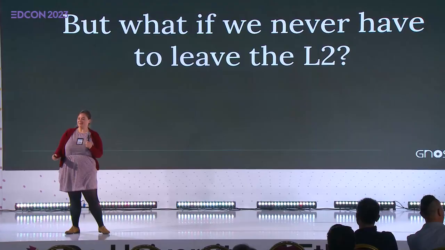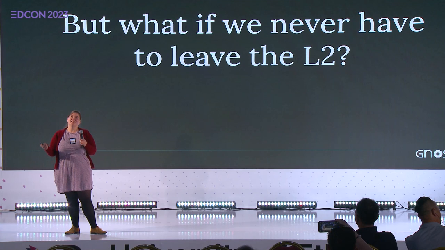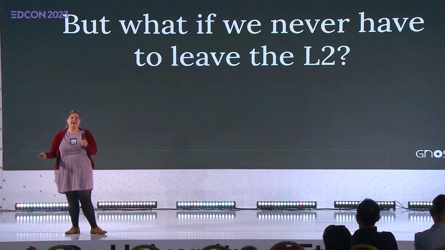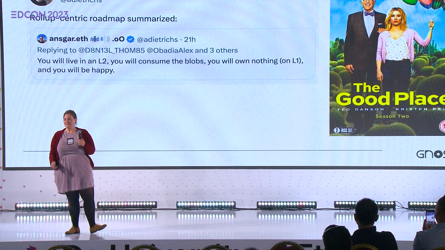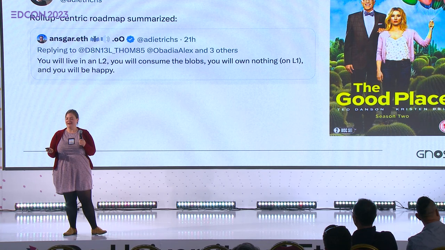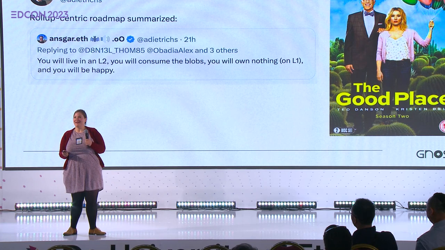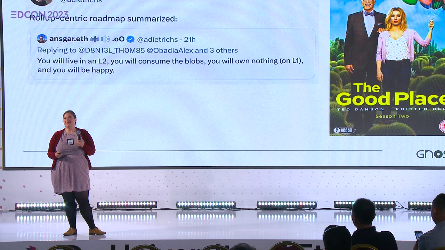Now that leaves us at a point where for many, many things, it's unfeasible to ever exit the layer 2. So you choose to live your life on an L2. It becomes a permanent space. It's no longer a liminal space. There was this tweet by Anska, the rollup-centric roadmap summarized: you will live in an L2, you will consume the blobs, you will do nothing on L1, and you will be happy. I think that's currently the vision, or the way it works on many L2s. But I would argue that for that, the cost of being on an L2 is too large compared to being on another L1.